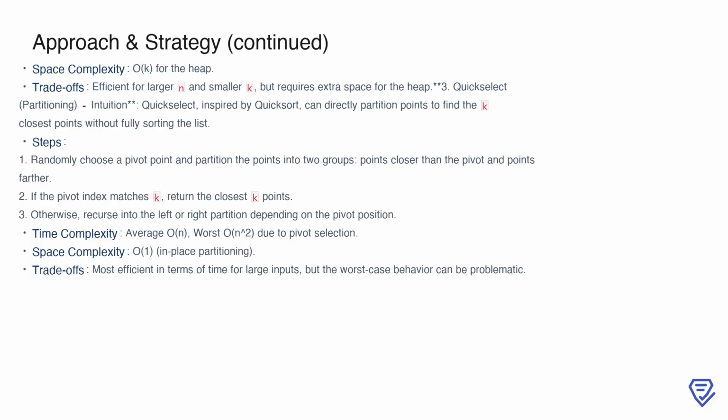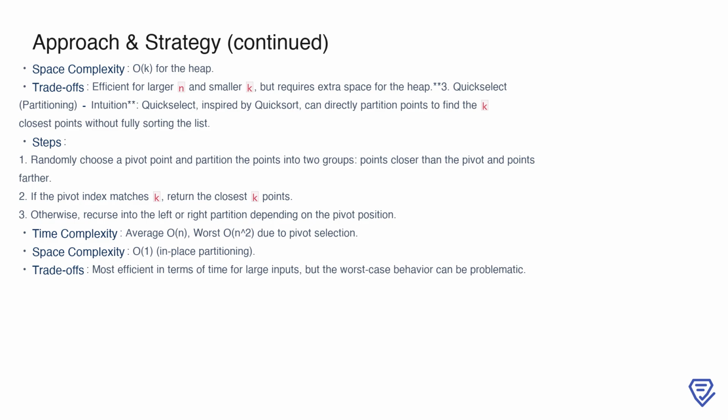If the pivot index matches k, we stop and return the closest k points. Otherwise, we recursively process the relevant partition. This approach has an average time complexity of O(n), making it the fastest option in most cases. However, its worst-case time complexity is O(n²), which occurs when the pivot selection is poor. Quick select is also memory efficient with an O(1) space complexity since the partitioning is done in place.